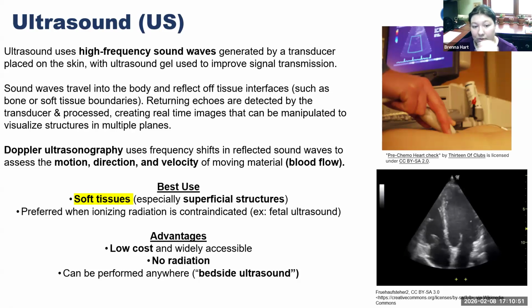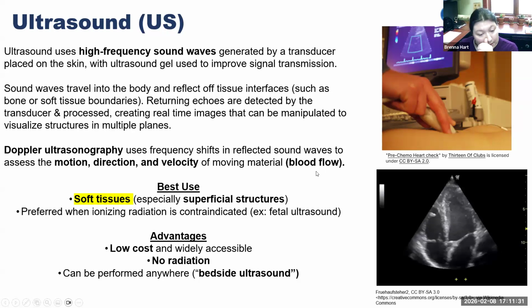Basically, those sound waves are going to travel into the body. They're going to be reflected back off of different tissues, and they reflect back differently depending on different tissue types. And those echoes are going to be picked up by that transducer and processed, and they create an image in real time. So since it's in real time, for fetal monitoring, you can see the baby moving, or down here, we're looking at the heart as it's actually beating in time. And it's also great for fluids. So if you use Doppler ultrasonography, it's going to use those frequency shifts to detect motion, direction, and velocity of moving material, so blood flow.